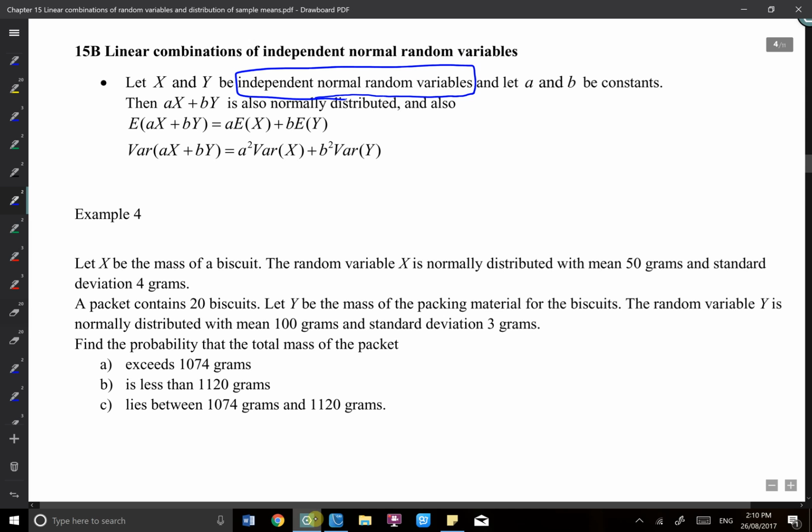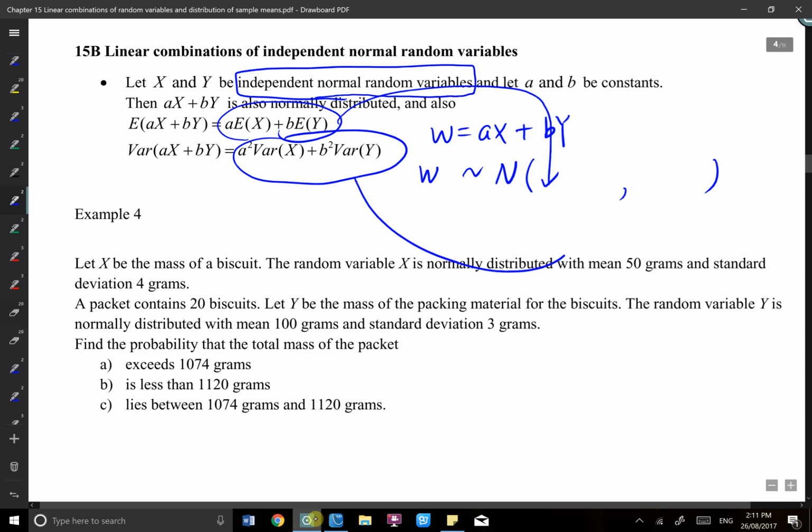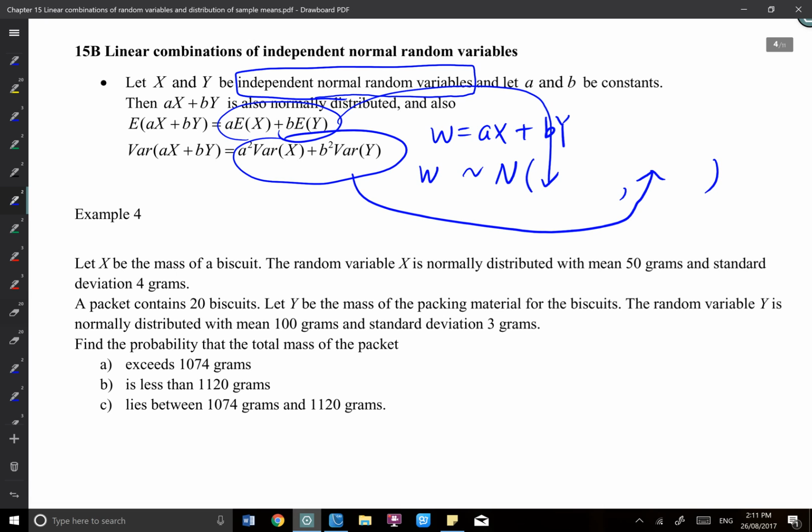Then let's say w equals ax plus by. Then w will be normally distributed as well because x and y are normally distributed, with what mean and what standard deviation? The mean is just this mean, and the standard deviation is just this standard deviation. Does that make sense? The new standard deviation and the new mean are calculated that way.